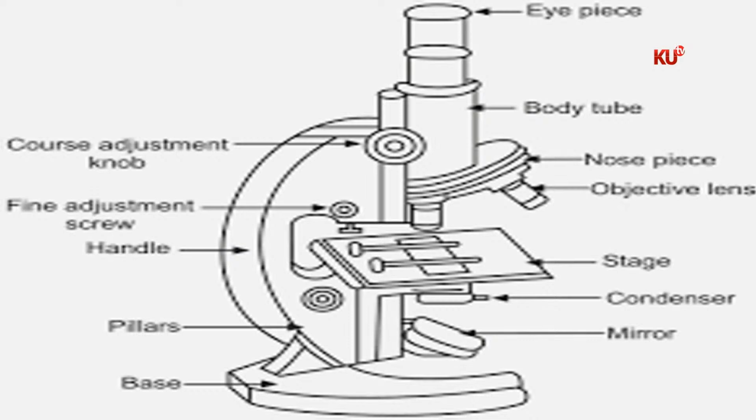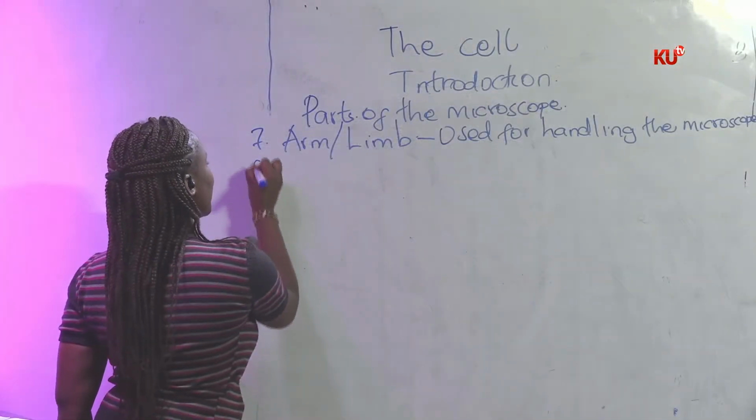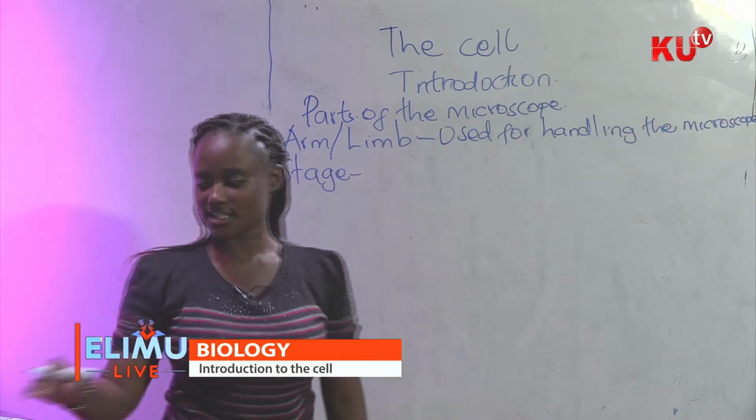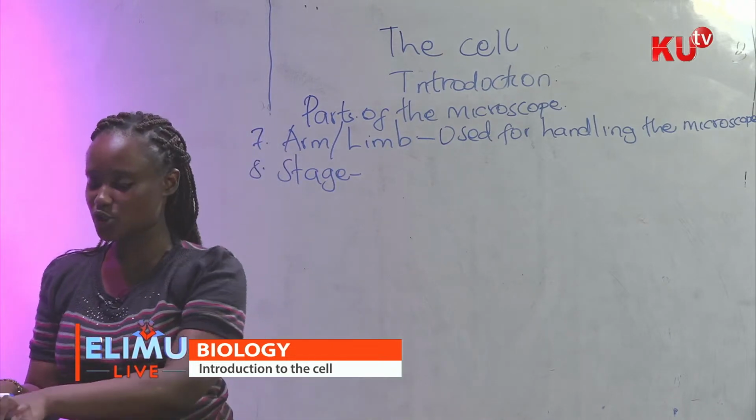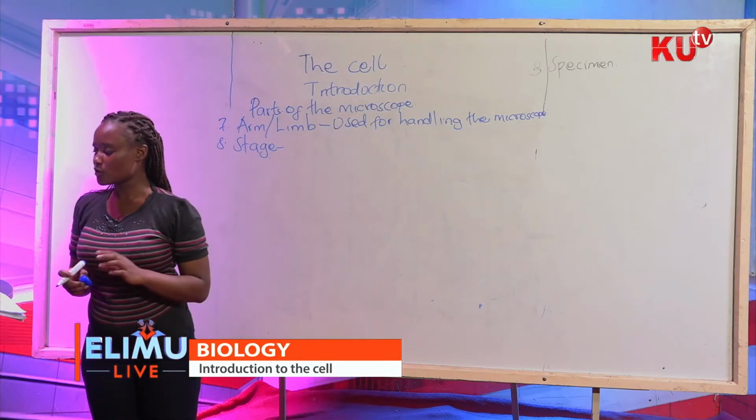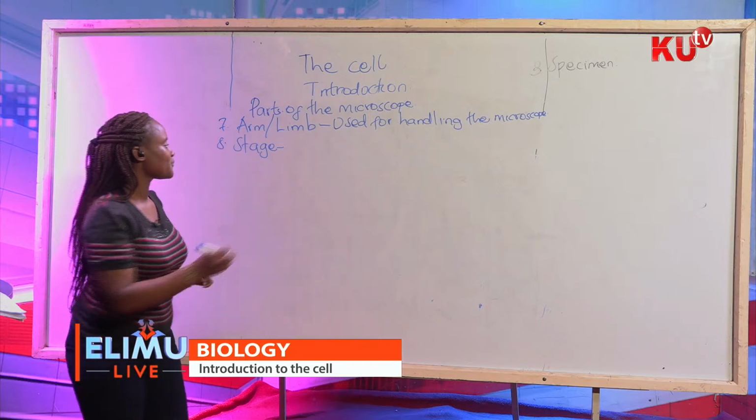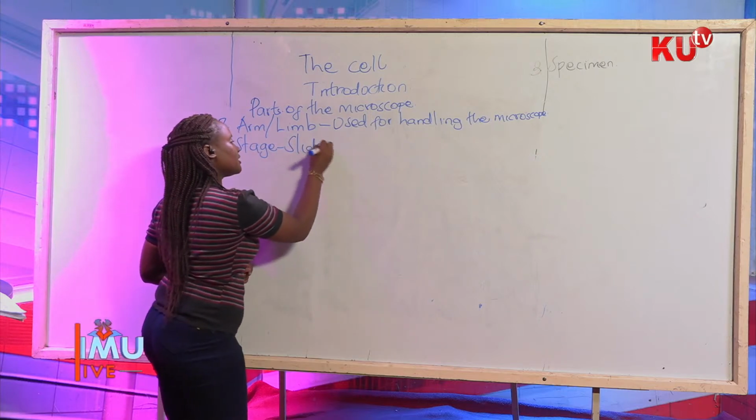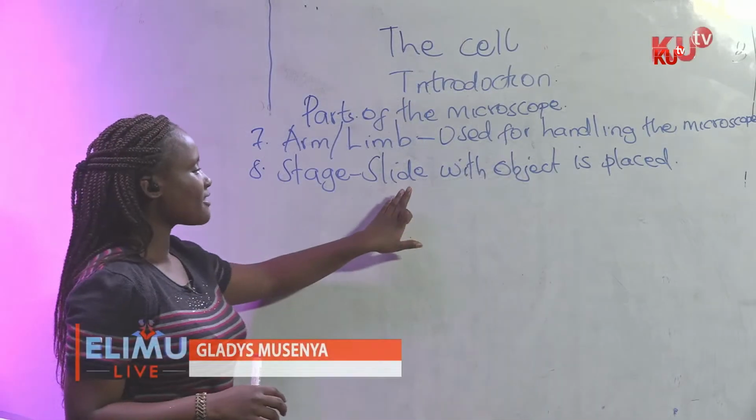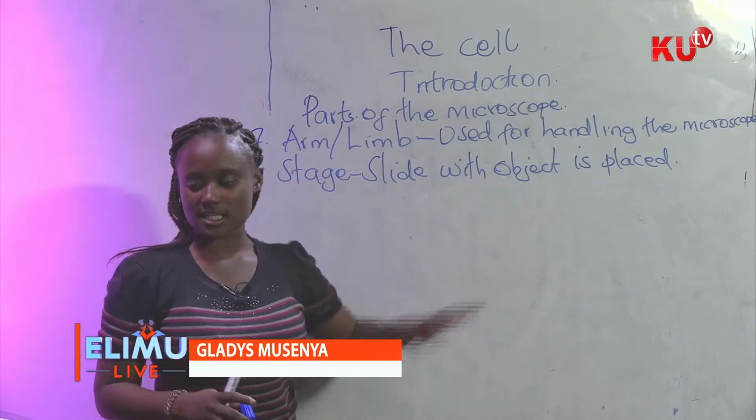Now we have the stage. Number 8, we have the stage. So what is a stage and what is its function? It is a flat platform onto which the slide with the object is placed. So in the stage, this is where the slide with the object is placed.